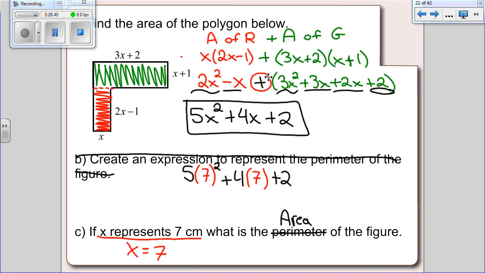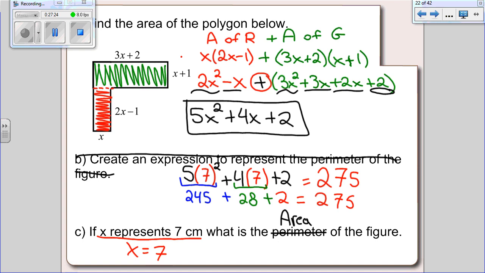If you wanted to calculate it chunk by chunk, you could do that as well. So you can figure out 7 squared times 5 is equal to 245. Plus, you can figure out that 4 times 7 is 28. Plus 2 is equal to 2. And if you add that together, it's 270. So whether you want to do it in little chunks like that, or if you want to just put the whole thing in your calculator at once, either way you should get 275 is the area of that shape if x equals 7. Any questions about that substitution?